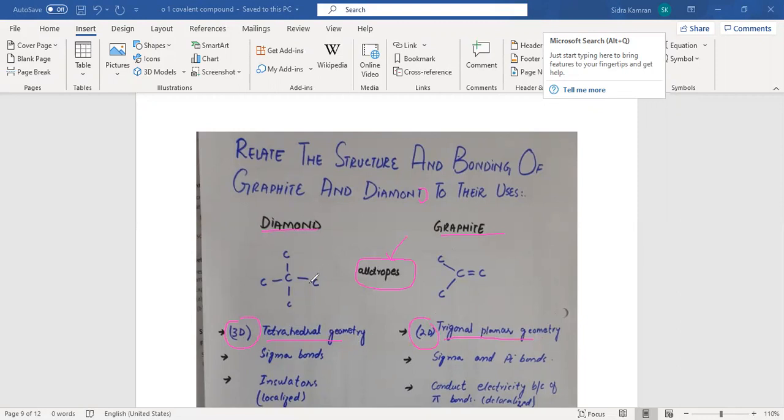In diamond, you can see all bonds are single bonds. All bonds are sigma bonds. There is no double bond. So all the bonds are sigma bonds. Sigma bonds are single bonds.